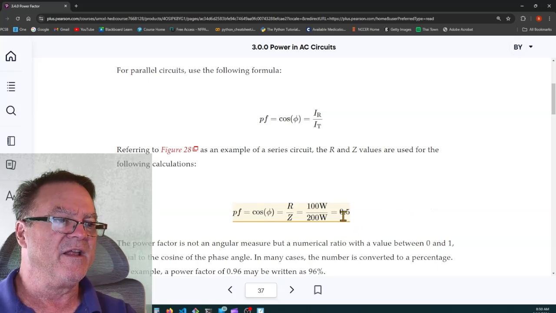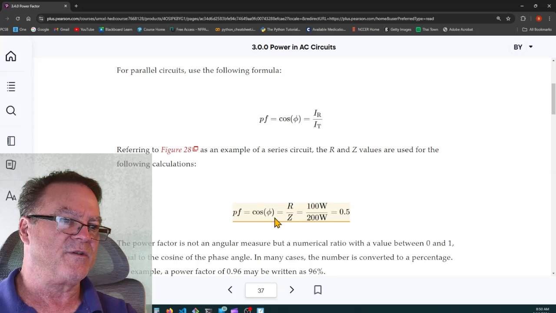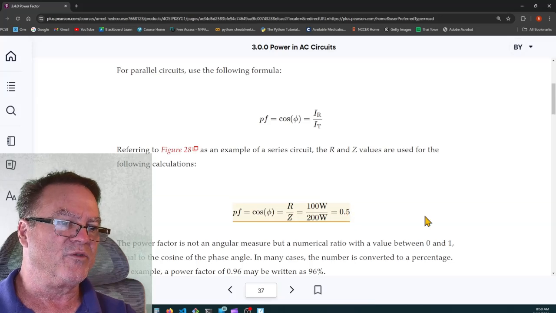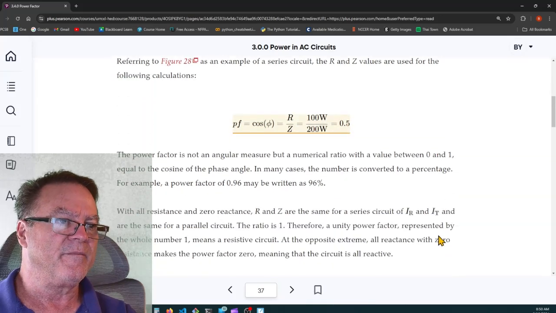So we wouldn't say the power factor is 0.5. We would say the power factor is 50%. So the cosine of theta equals resistance over impedance equals 100 over 200 equals 0.5. And then we would multiply that times 100.